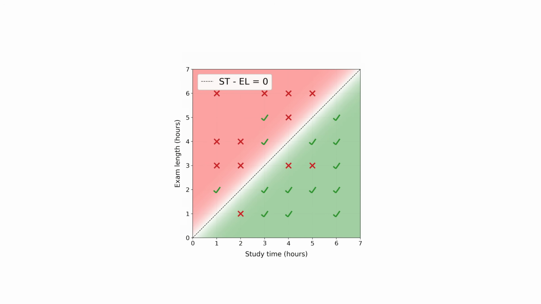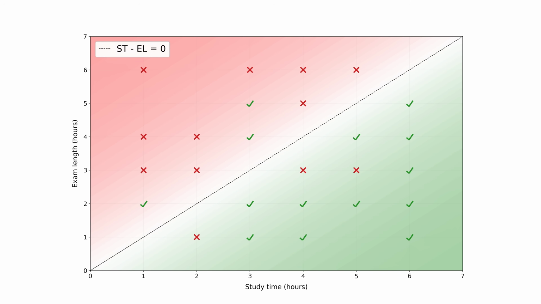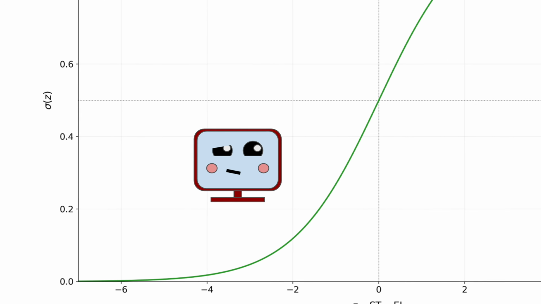Most lectures on logistic regression follow the same pattern. They start with a line, then introduce this curve and say it turns scores into probabilities. And while that's true, it skips the part that actually makes it make sense. Where does this curve come from?